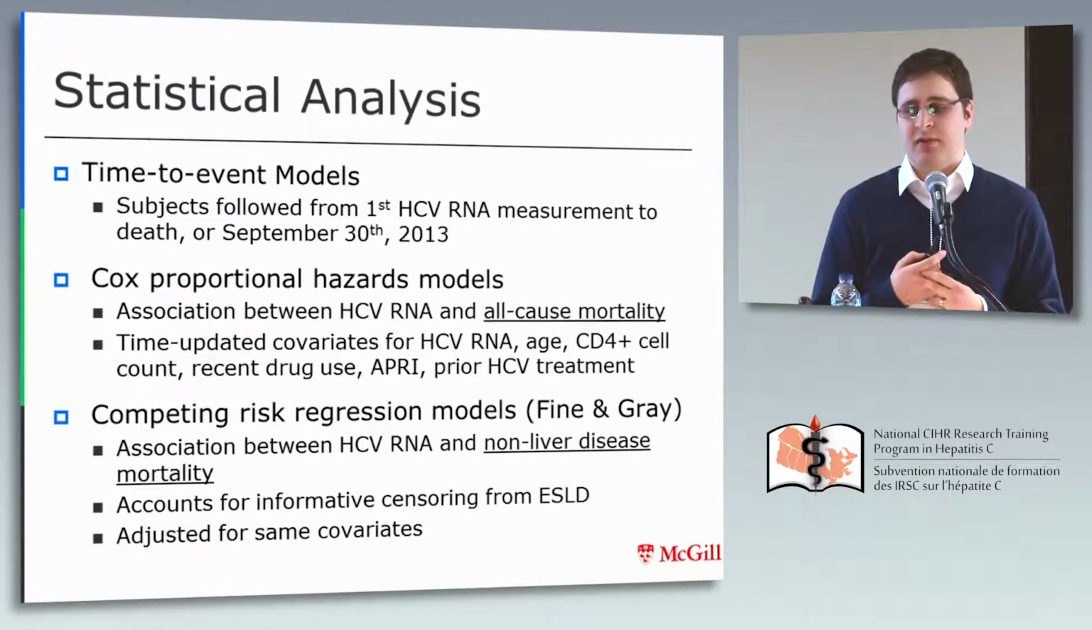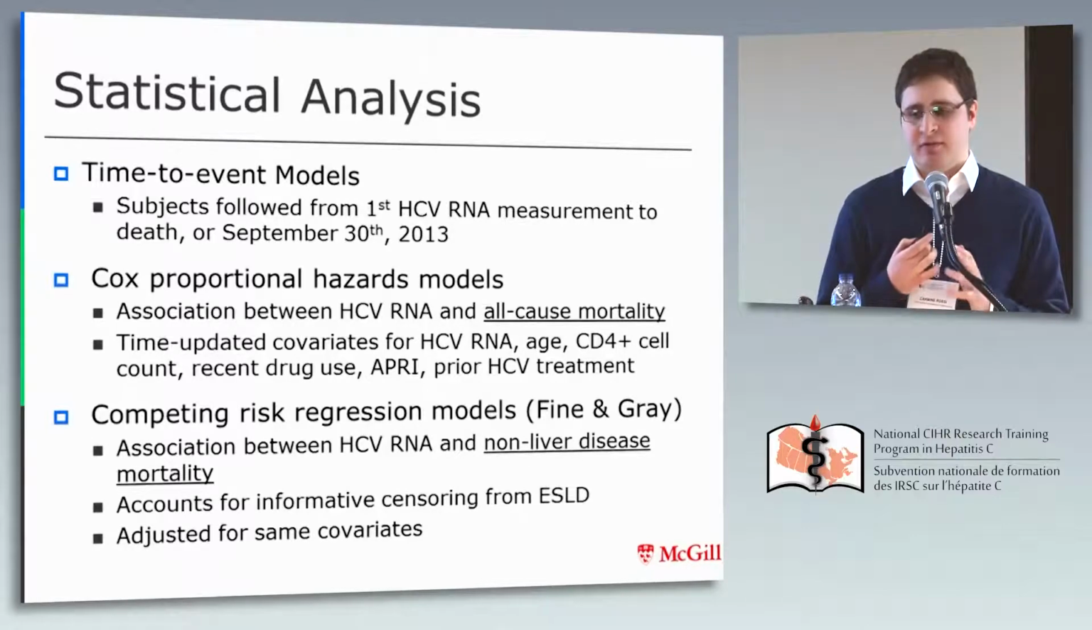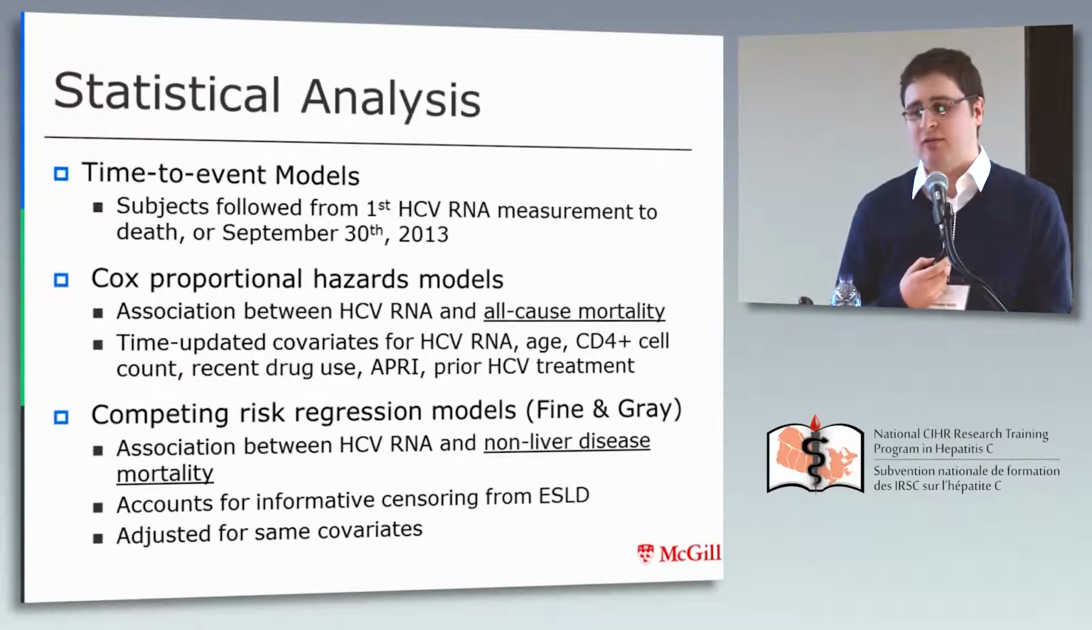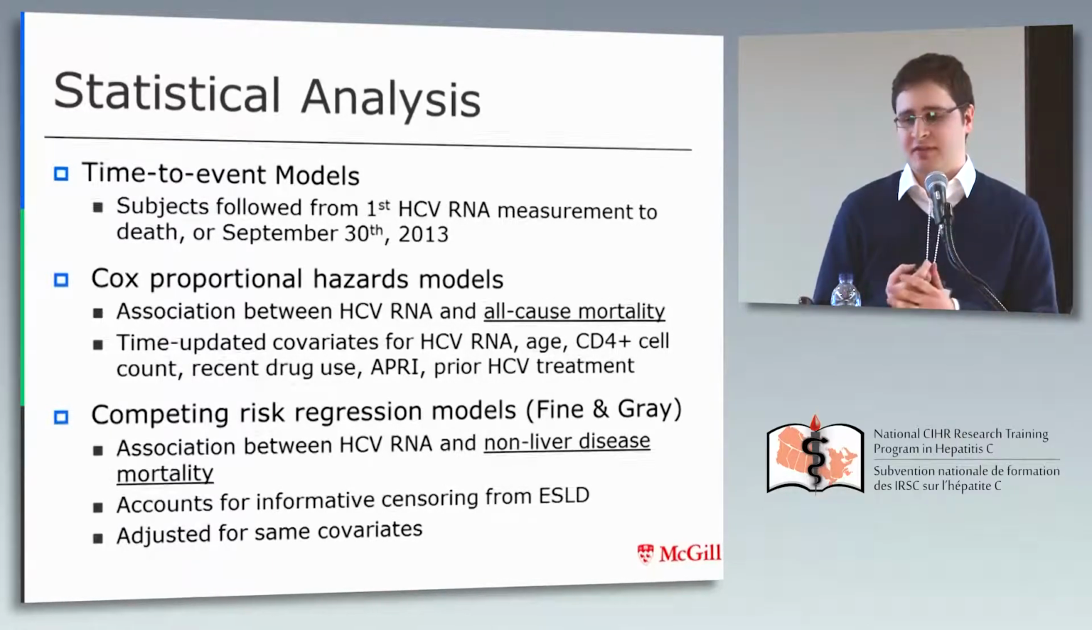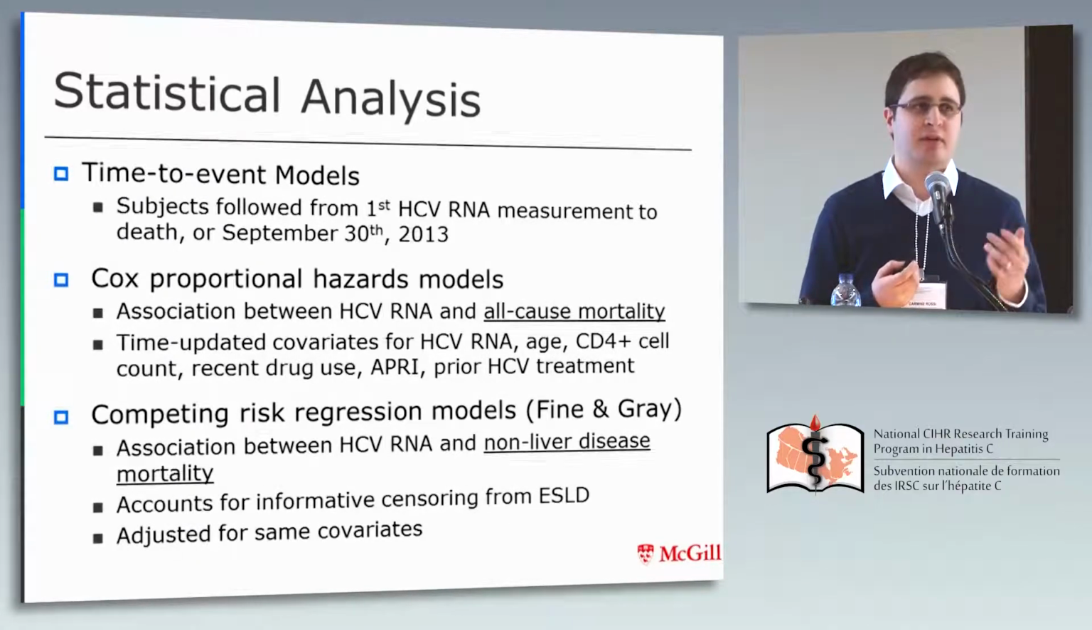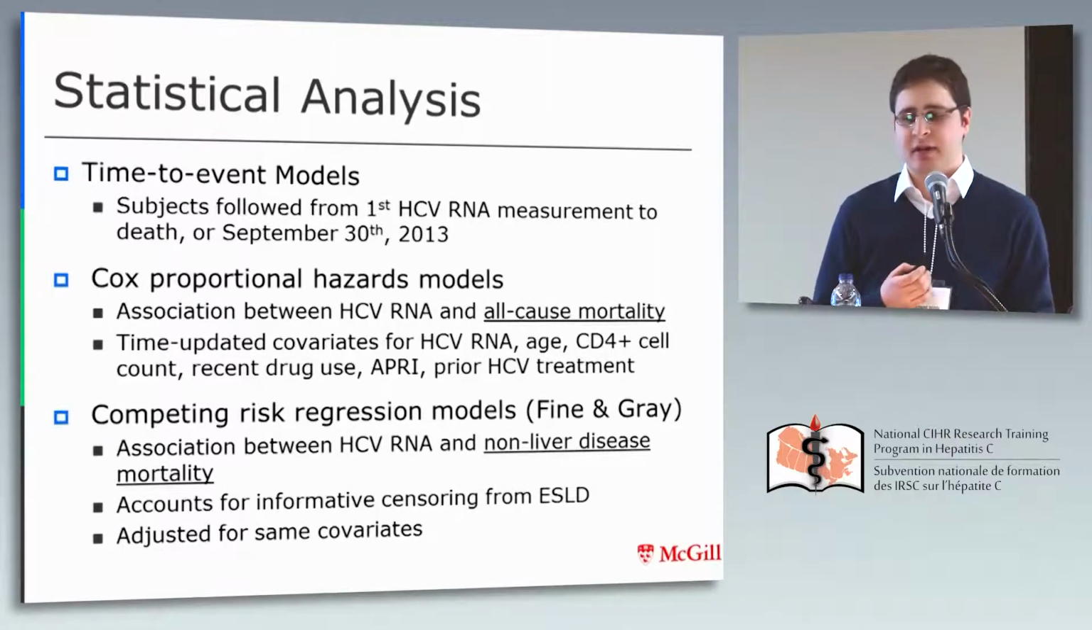So we looked at the association between HCV RNA and all-cause mortality with this method, and we also adjusted for the possible effect of confounders using time-updated covariates for HCV RNA status, for age, CD4 cell count, recent injection drug use, APRI, and prior HCV treatment. And we also adjusted for time-fixed covariates such as gender, aboriginal status, and HCV genotype.